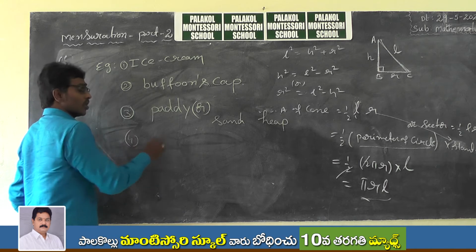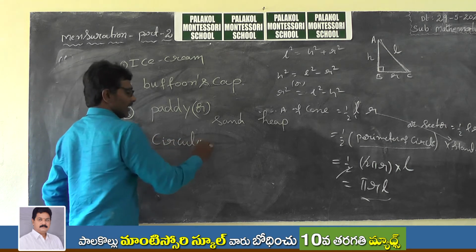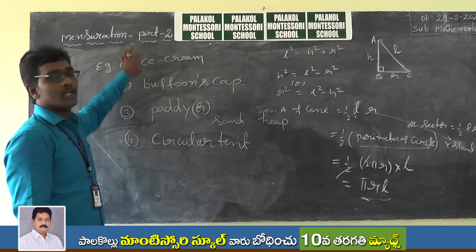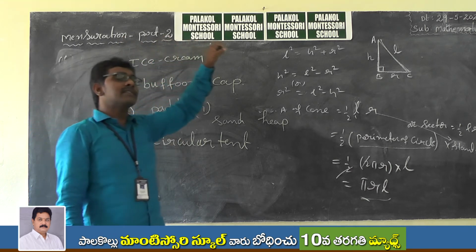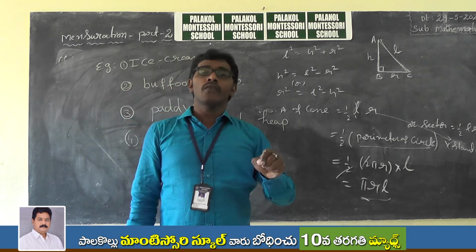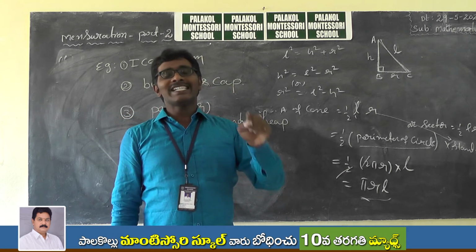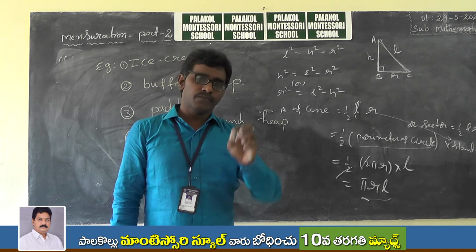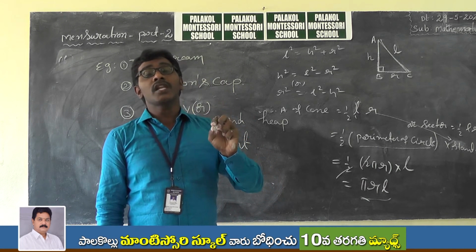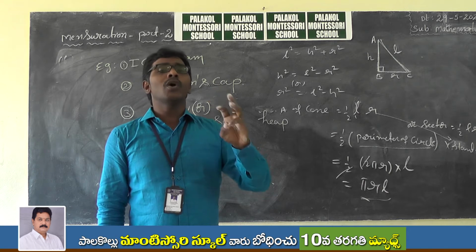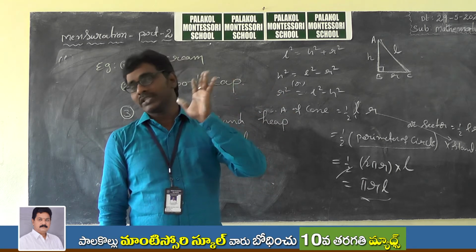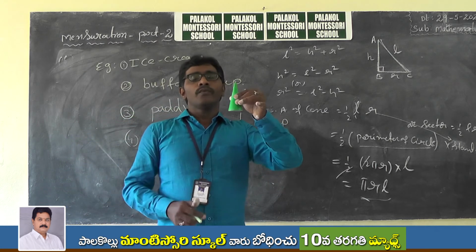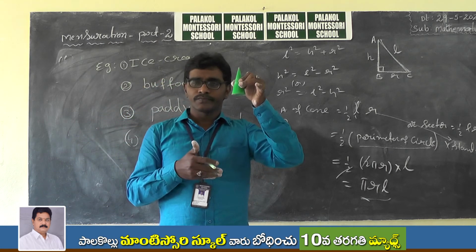The fourth one is a circular tent. These are general examples of the cone. Here is one important bit. What is the ratio of volumes of cone and cylinder? Cone and cylinder is 1:3. That's very important. Next one, suppose this cone is cut by a vertical cross section.